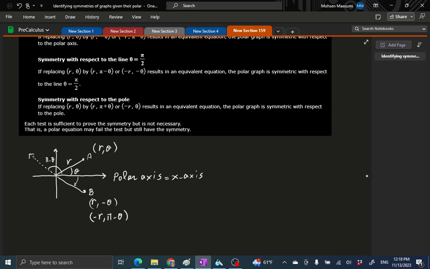In fact, we have, again, as I said, infinitely many representations of each point in the polar coordinate. We have to look at all of them, but we are going to limit ourselves to just these.